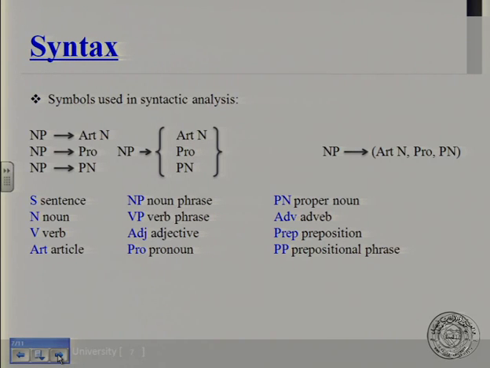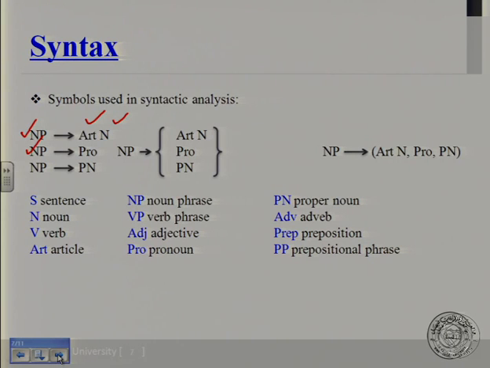Now these are some abbreviations used in syntactic analysis, and you have to learn them by heart. NP, which means noun phrase. NP could also consist of a pronoun. The NP could also be a proper noun, or the noun phrase may consist of an article and a noun. So we have three types of noun phrase.